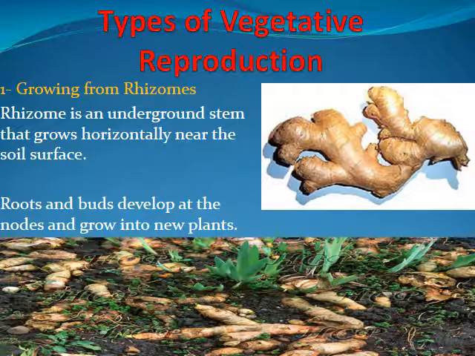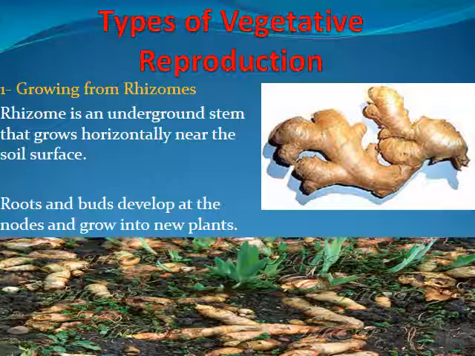Let's move now to the types of vegetative reproduction. What are the types of vegetative reproduction? Yes, Hassan, how many types do we have? 4 types. Can you list them, please? Growing from rhizomes, that's the first one. Growing from cutting, yes. Growing from runners. Excellent. Growing from rhizomes, growing from cutting, growing from runners, and growing from tubers.